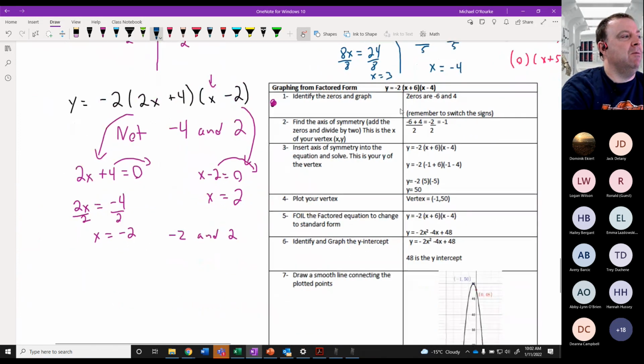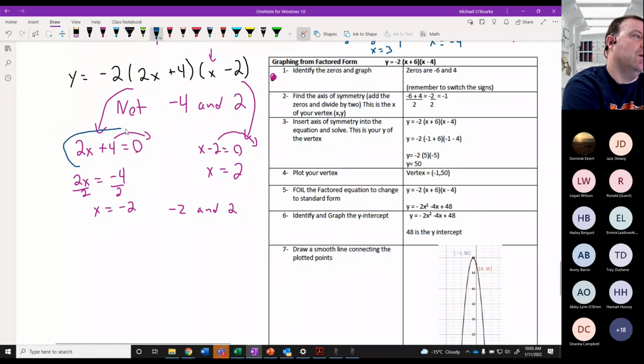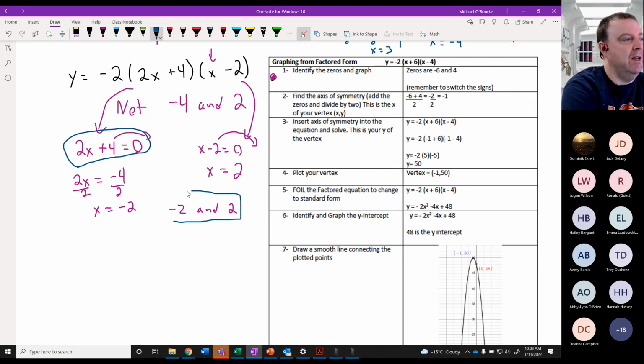So that's what we did with this one. Right? So we had to go 2x plus 4, and we had to rearrange it. Move the 4 over, it becomes a negative, divide by 2, which gives us 2 and negative 2 as our zeros. Okay? On your culminating, although I might switch your culminating.